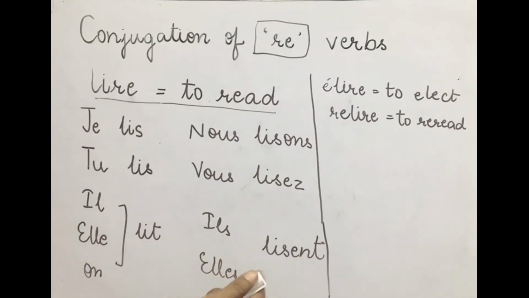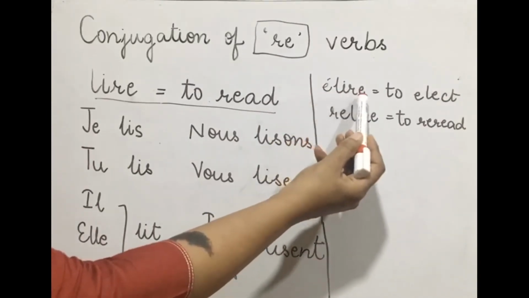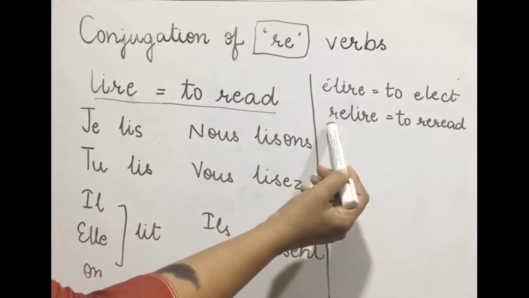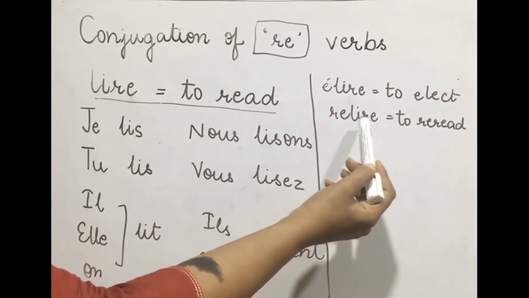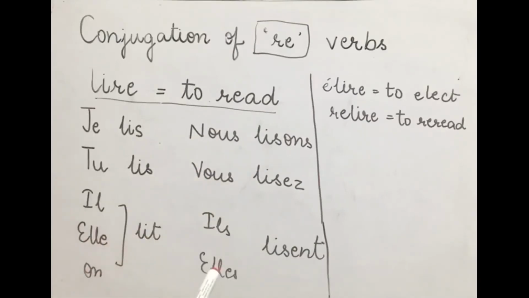So once you write it and pronounce it, you will get the hang of it. Then there are two verbs I have given here, and that is élire, that means to elect, and relire, that means to reread, which will be conjugated in the same manner here.